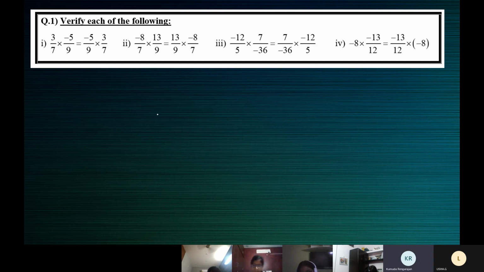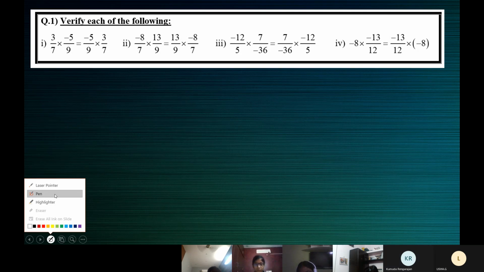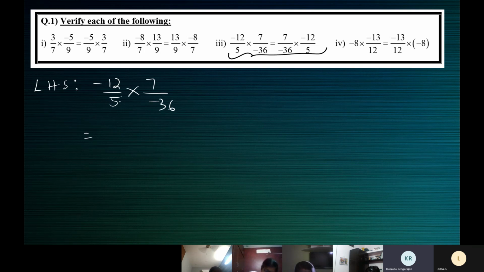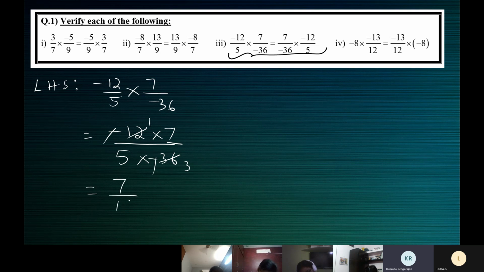So work the third one, children. So what is the LHS? LHS is minus 12 by 5 into 7 by minus 36. Whenever we have to multiply rational numbers, we multiply the numerators, we multiply the denominators. No LCM here. Then you can simplify. 12 ones are 12, threes are 36. Your minus and minus will get cancelled. So we have 7 by 15.